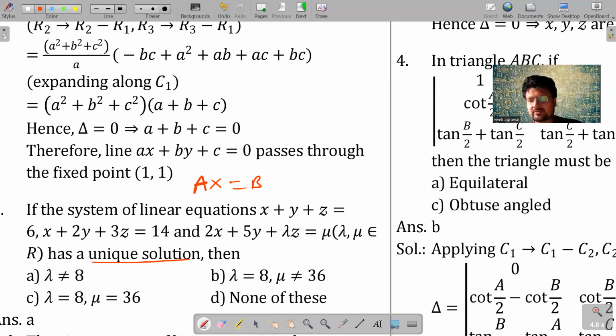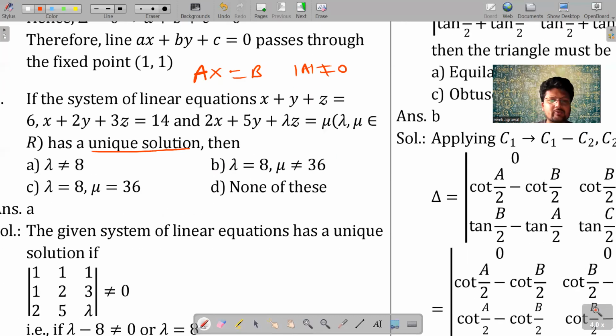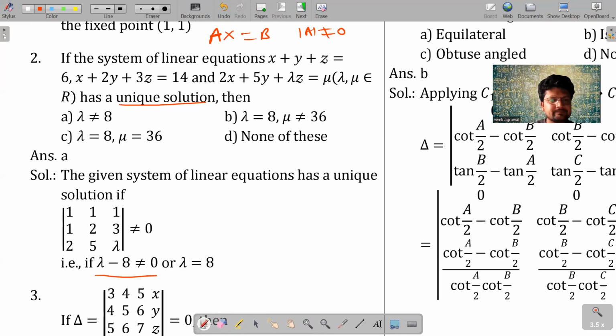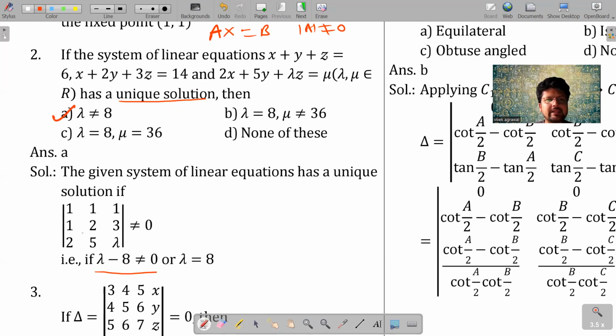I'm not getting your voice. What did you say? Can you come again? So determinant of A is not equal to 0. Yes, determinant of A is not equal to 0, right? So we created determinant A using the coefficients of these equations, and it should not be equal to 0. We solved this, and after solving, we got lambda minus 8 cannot be equal to 0. Yes. So the option is lambda should not be equal to 8.